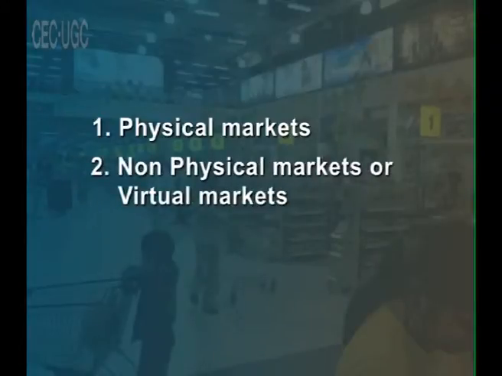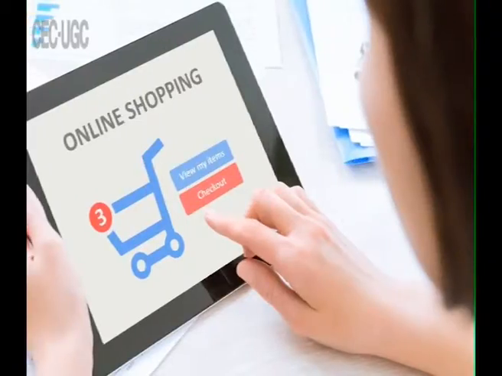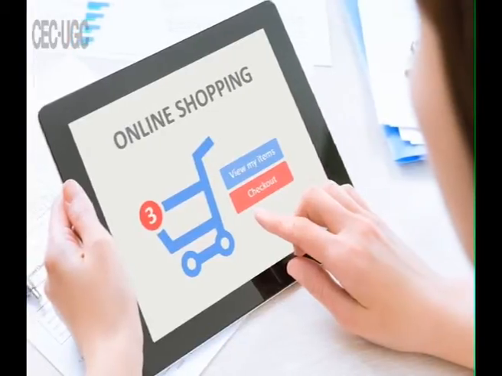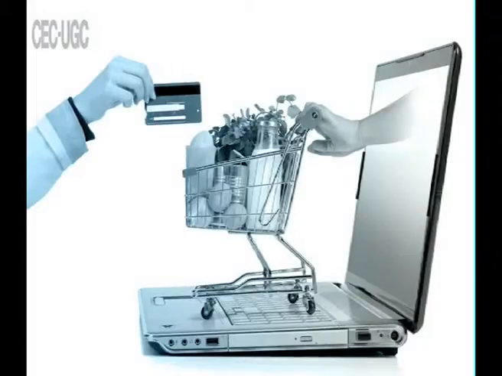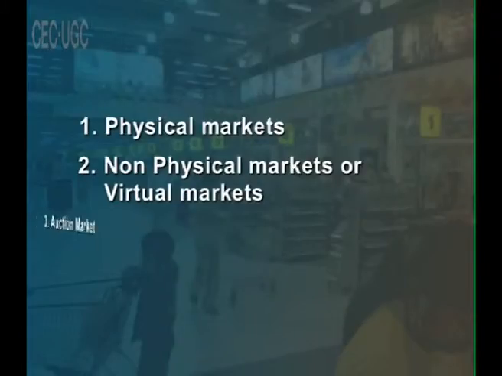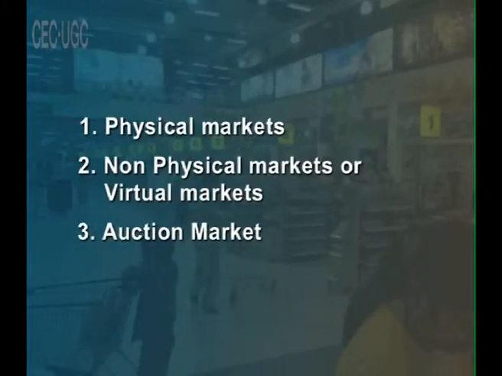Shopping malls, department stores, and retail stores are examples of physical markets. Second, non-physical markets or virtual markets. In such markets, buyers purchase goods and services through the internet. In such a market, the buyers and sellers do not meet or interact physically. Instead, the transaction is done through the internet. Third, auction market. In an auction market, the seller sells his good to the highest bidder.